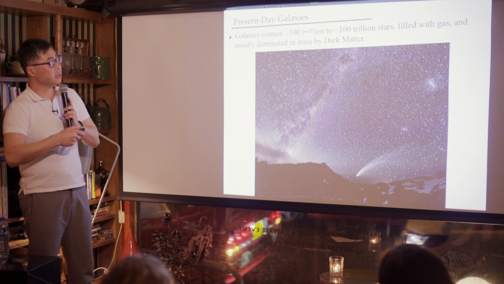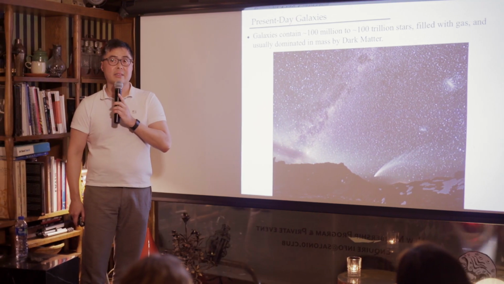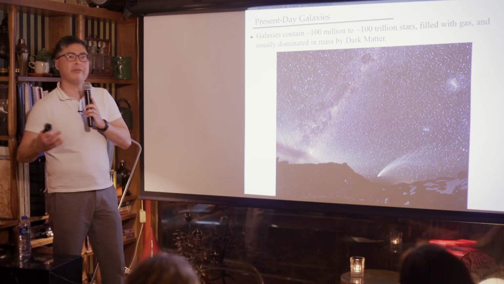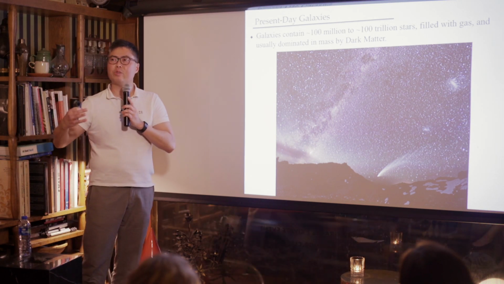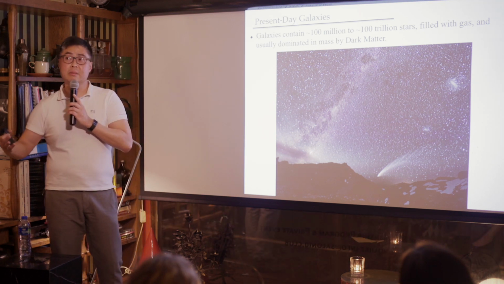Some galaxies contain only about 100 million stars. These are the irregular galaxies that I talked about. Numbers in astronomy are very large, so I try to give you some way to relate to these numbers. 100 million is about the population of the Philippines.